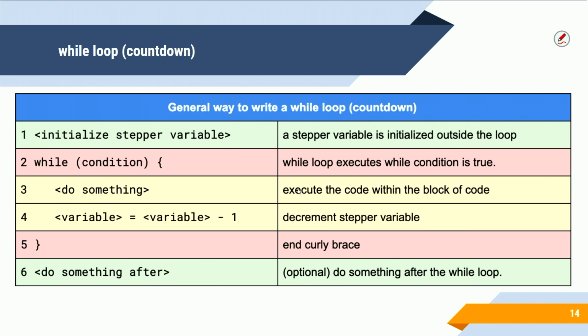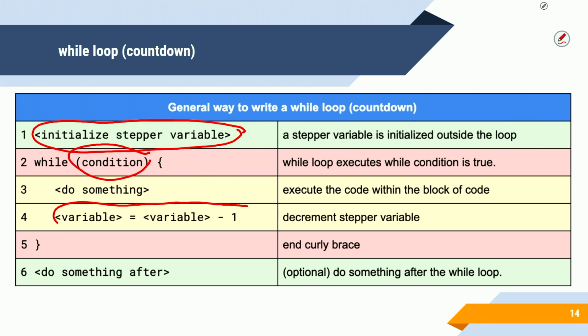So the general way to write a while loop and counting down has a number of changes from when we were counting up. So number one, this stepper variable rule, this value of our stepper variable is going to be a higher value. This condition, depending on how you write it, the inequality symbol may flip. And the third difference is that the stepper variable now, instead of going up, will now go down.